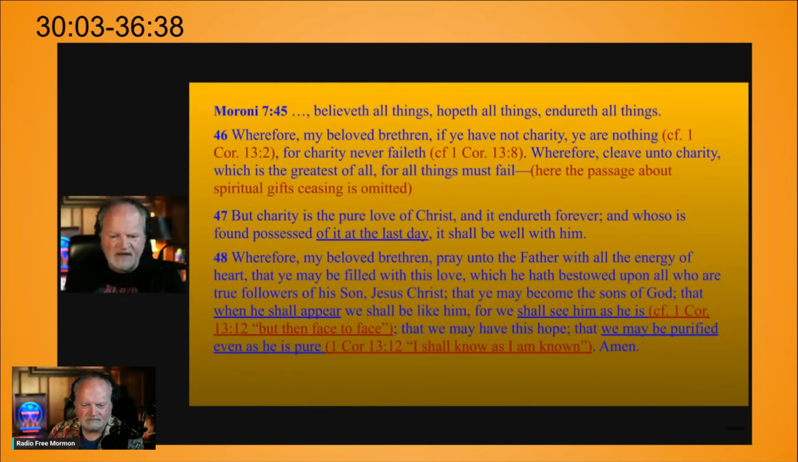See, it puts in the all things must fail, but it doesn't describe what those all things are, as it does in 1 Corinthians 13. And it is at this point that the passage about spiritual gifts ceasing is omitted. Verse 40.